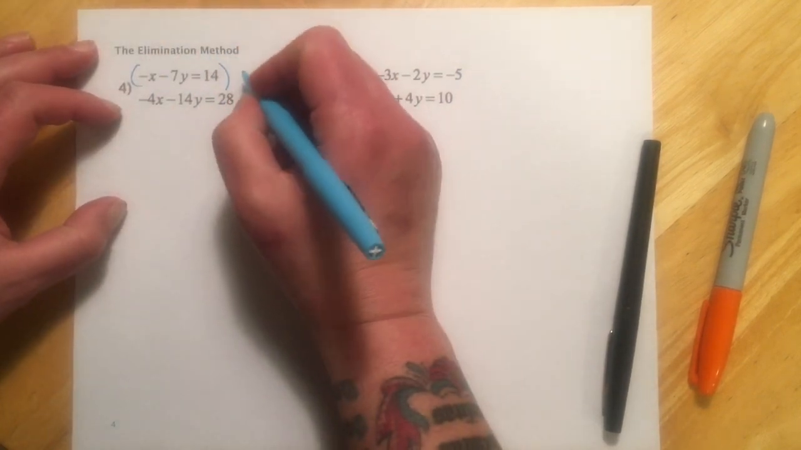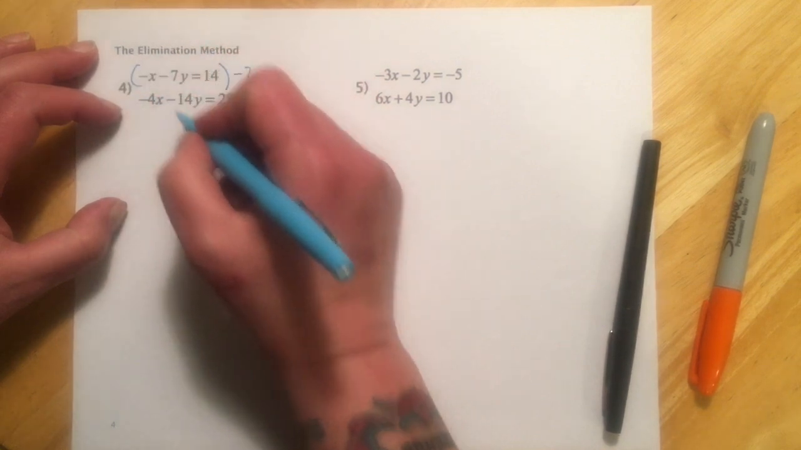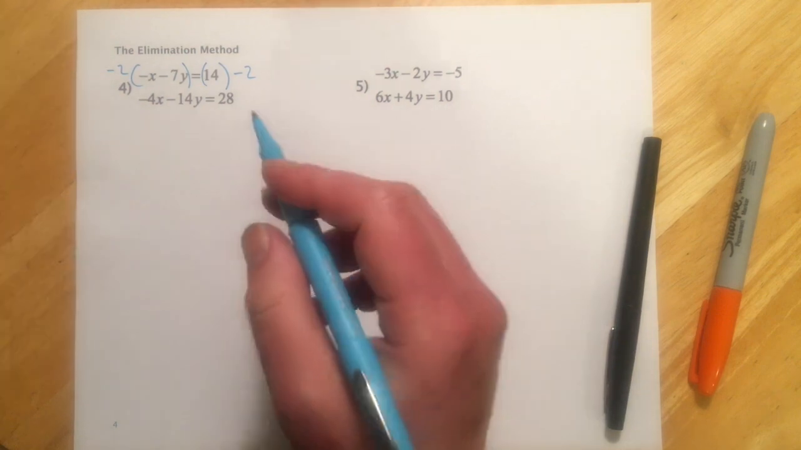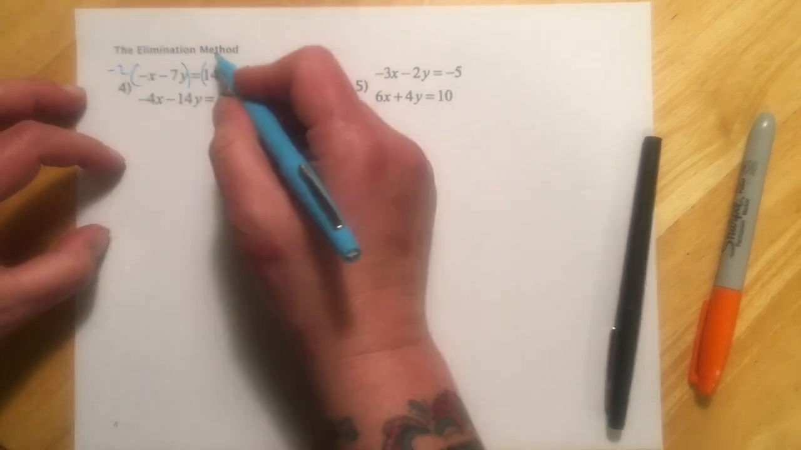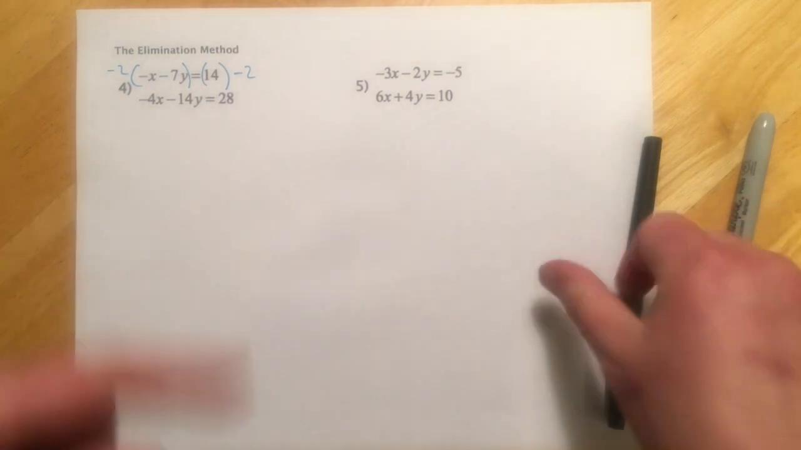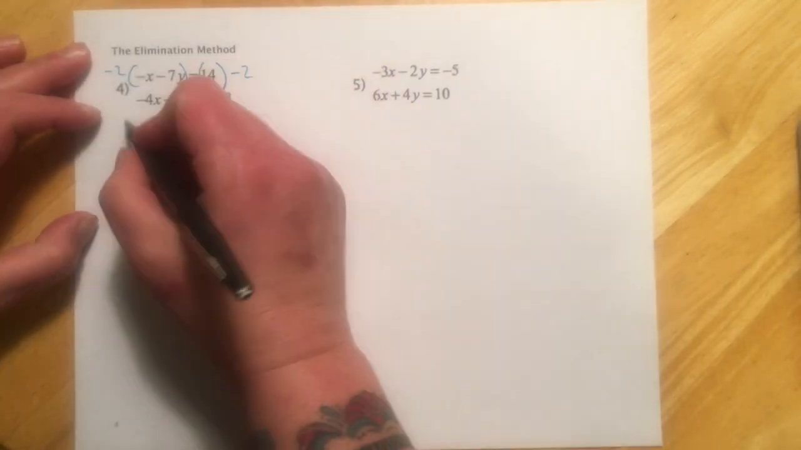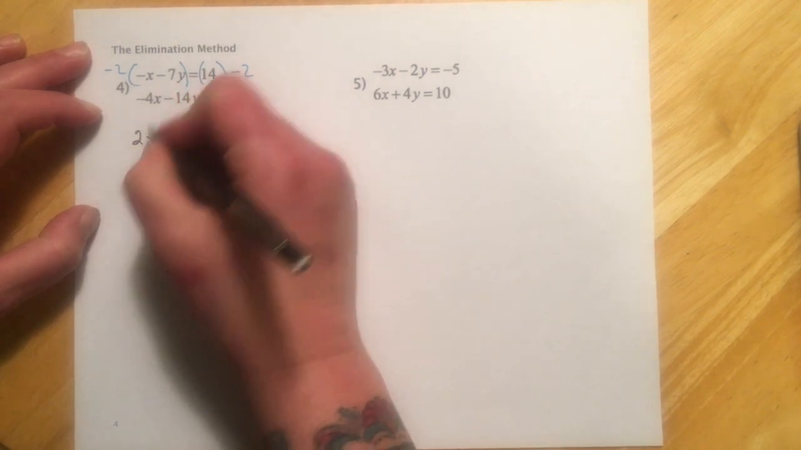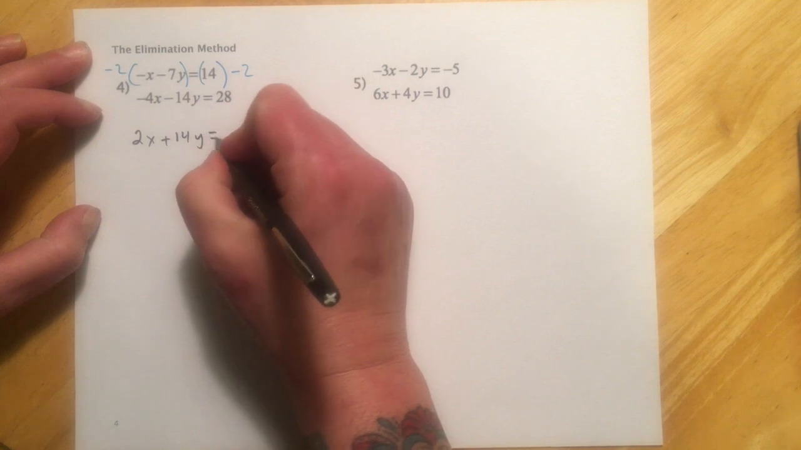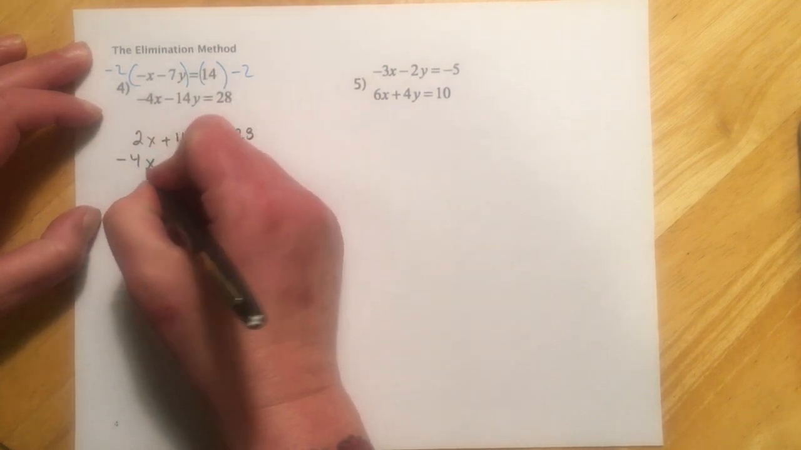I'm going to go with that one because I try to go with the smaller number whenever possible. And this thing I'm doing here, where I'm putting parentheses around the whole thing, is actually bad notation. It gets really messy, so I tend to skip it, but that's the proper notation. So multiplying this through by 2, I get 2x plus 14y equals -28. I'll rewrite this one right below it.